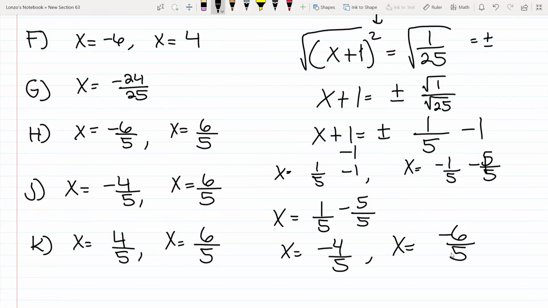Okay, so as you can see, it's going to be option H. X is negative 6/5 and negative, whoops. It's actually, this should be a 4, my bad. Yeah, sorry, this is a typo. This should be x equals negative 4/5. So that is letter H. Okay, so yeah, two more to go.